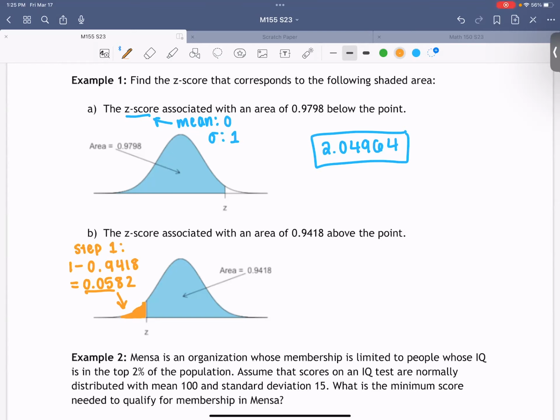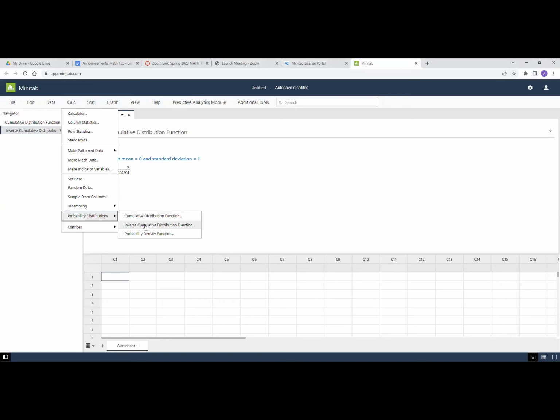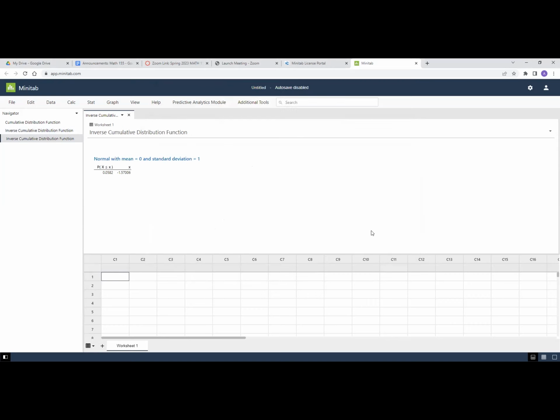Okay, so I'm going to go to Minitab. I'm going to go to Calc, Probability Distributions, Inverse. And then instead of the number from the last question, I'm going to change it to 0.0582. I'm going to click OK. And my z-score is negative 1.57. All right. Any questions on what I did here?